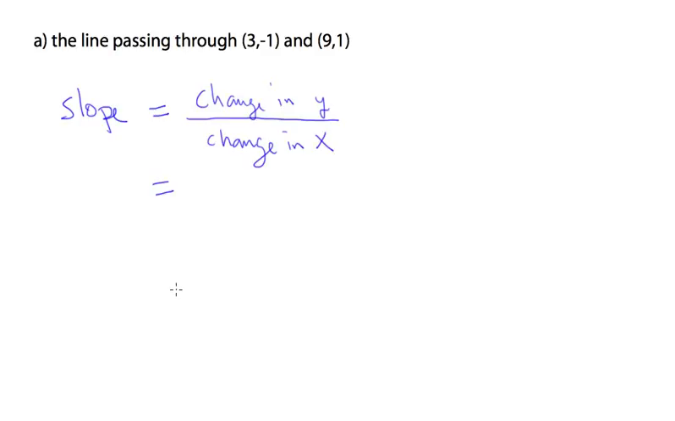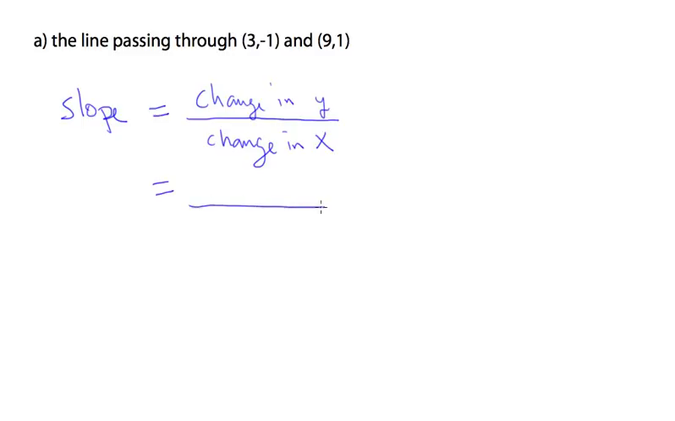So let's figure out how to write the equation of the line passing through these 2 points. The first thing that we're going to need to do is find the slope of the line going through these 2 points. And we can remember that the slope is the change in y divided by the change in x. To find the change, we're going to subtract one coordinate from the other.